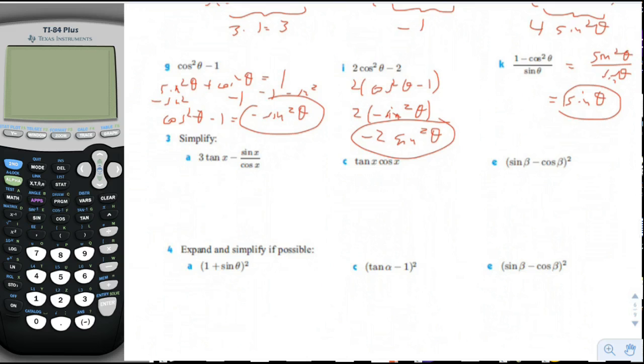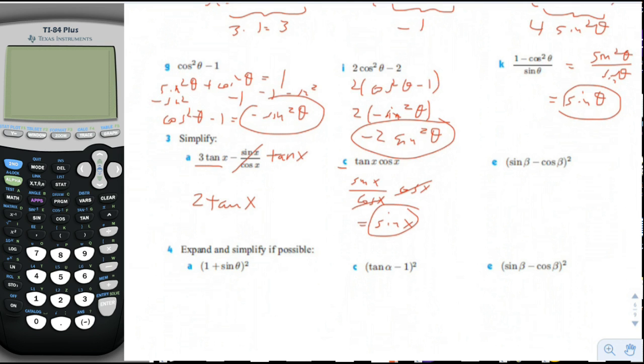3a. 3 tangent of x minus sine over cosine. Remember, sine over cosine of x is equal to tangent of x. So we have 3 tangent of x minus 1 tangent of x. That's equal to 2 tangent of x. C, tangent of x times cosine of x. Remember, tangent is equal to sine x over cosine x. If you multiply times cosine x, they both cancel out, and you end up with just sine x.